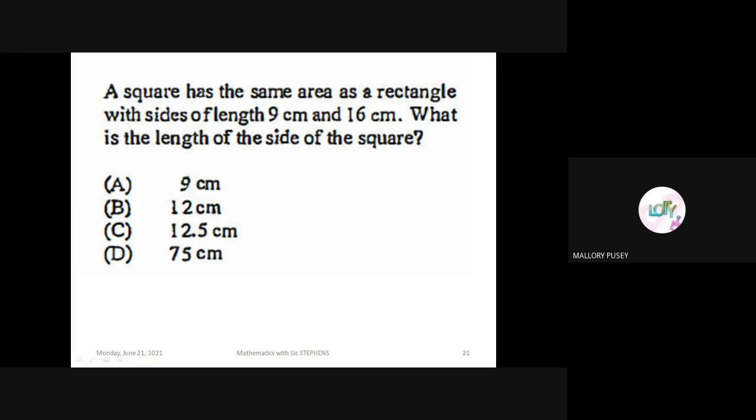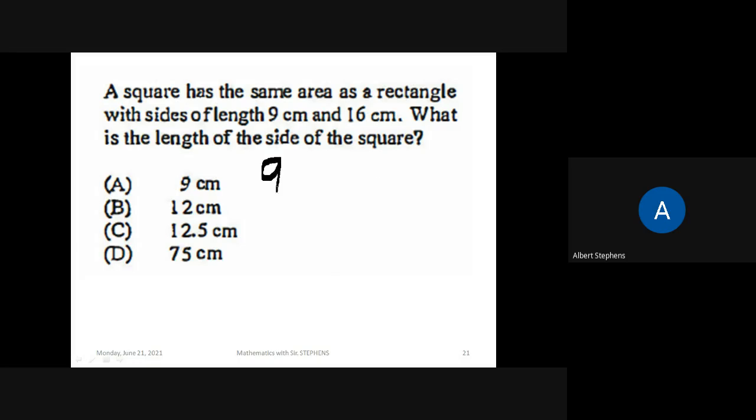Sir, would you multiply the 9 times the 16 and divide it by 4? Multiply the 9 by 4, by 4, and then multiply... Oh, hold on. Yes, you're correct. I thought it was an error. So it says a square and a rectangle have the same area. So if you find the area of the rectangle, it's also the same area as the square.